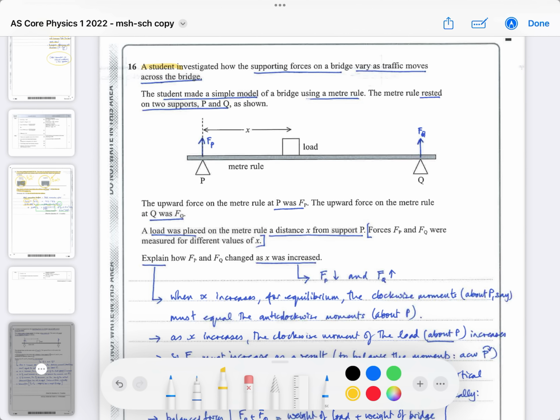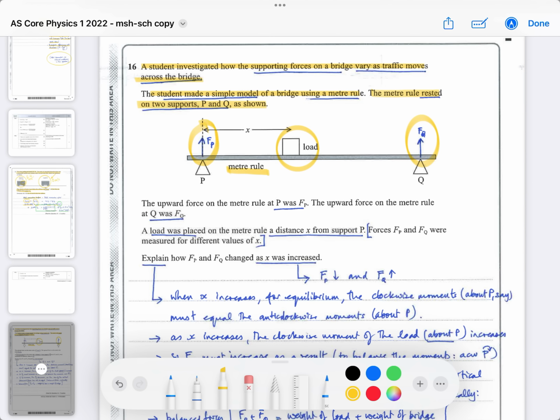Question 16. A student investigated how the supporting forces on a bridge vary as the load or the traffic moves across the bridge. So they're representing it with a load here. The student made a simple model, as shown, using a meter rule. Meter rule is the way we pronounce it. The meter rule rested on 2 supports at P and Q. So obviously the weight of the load and the ruler are balanced by FQ and FP upwards.